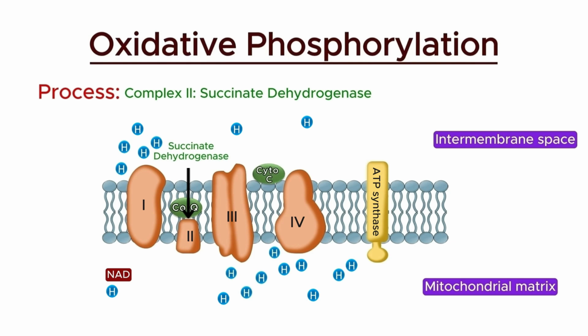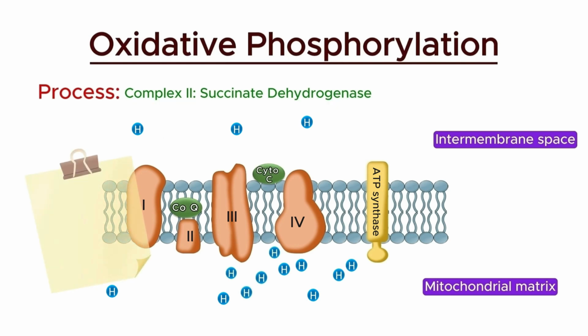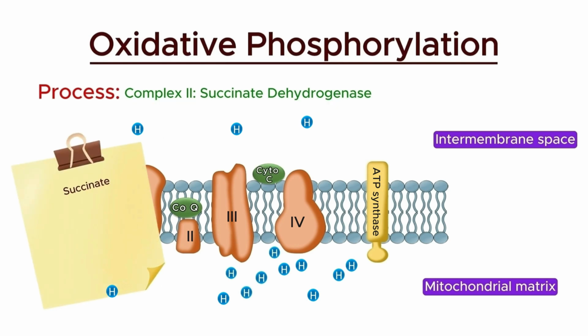Succinate dehydrogenase is responsible for transferring electrons from succinate, via FADH2, to coenzyme Q, or ubiquinone. Here's how it works. First, succinate, a substrate from the citric acid cycle, is oxidized to fumarate within complex 2. This reaction reduces the FAD prosthetic group to FADH2.